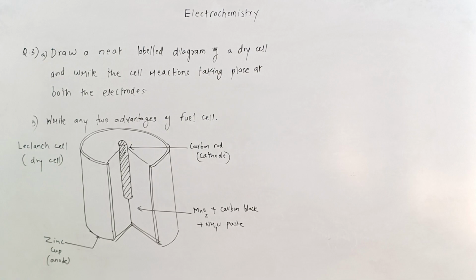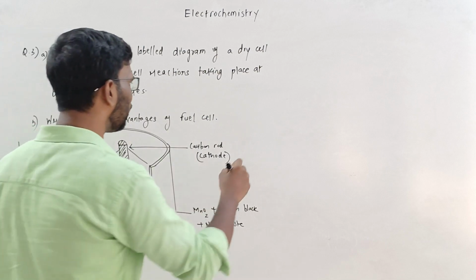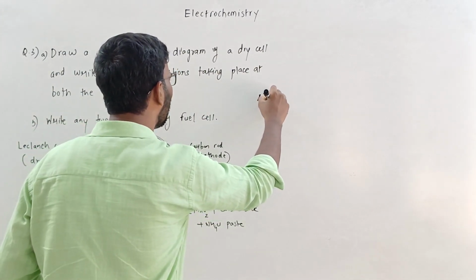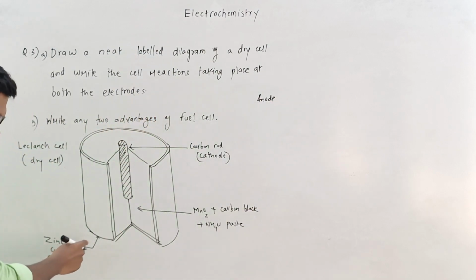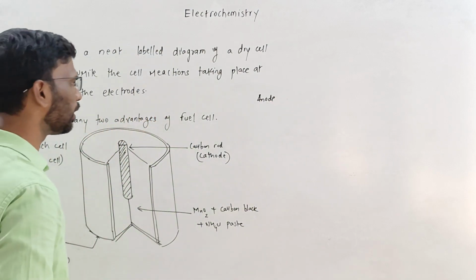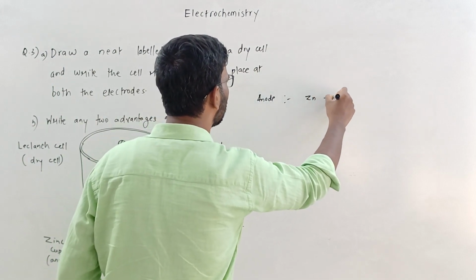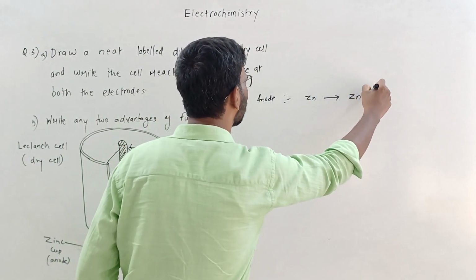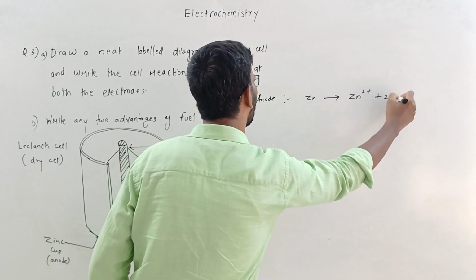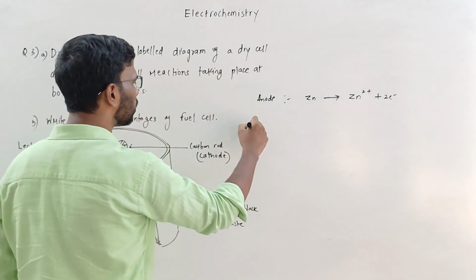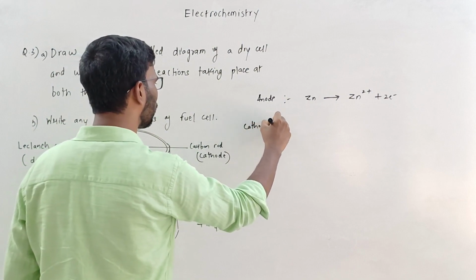Okay, the reaction which is taking place at the anode. So what is the anode over here? Anode is a zinc cup. The outer casing, that is a zinc cup, is acting as the anode over here. And at the anode, oxidation is going to take place: Zn gives Zn2+ plus 2 electrons.